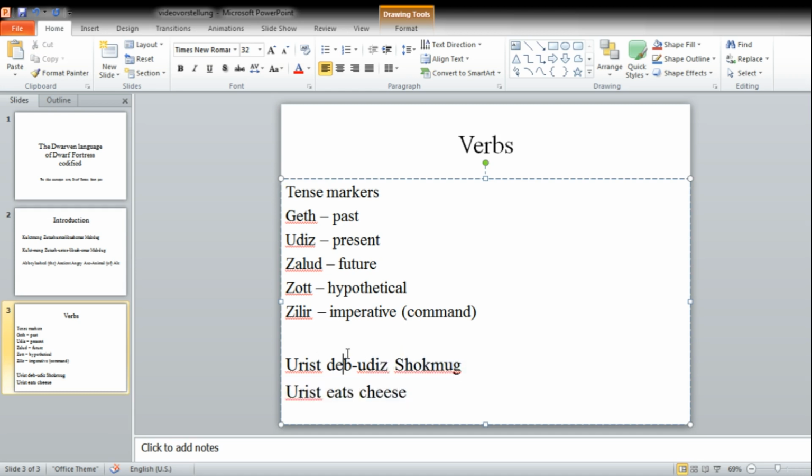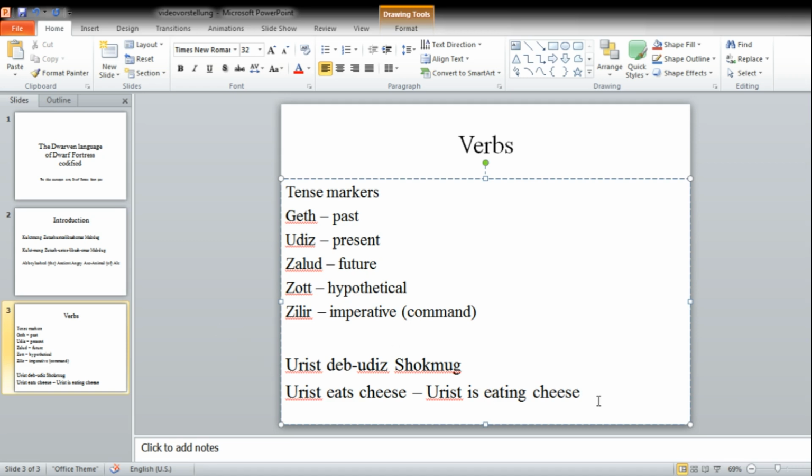Jurist is eating. What is he eating? Cheese. Jurist eats cheese. Notice that this is the same as Jurist is eating cheese. These are equivalent in Dwarven. Dwarven can't make a distinction between these two. Jurist eat present cheese. Jurist in the present is eating cheese.